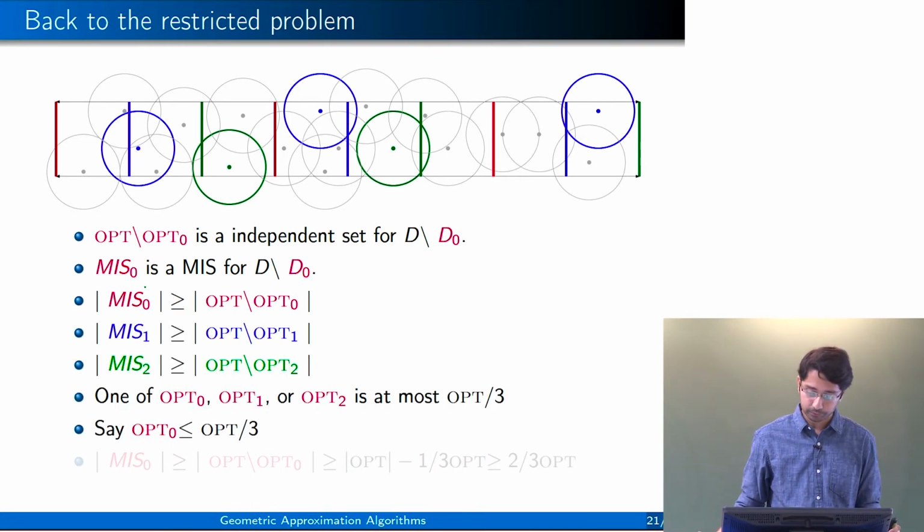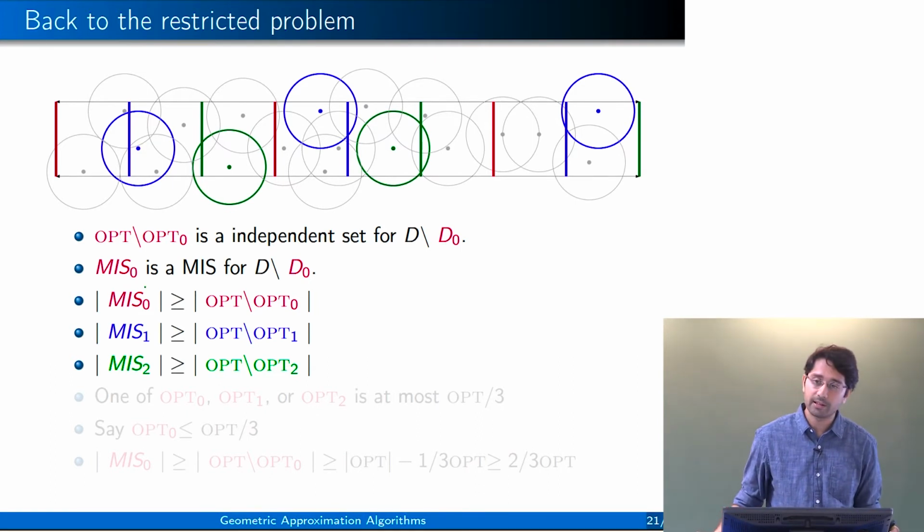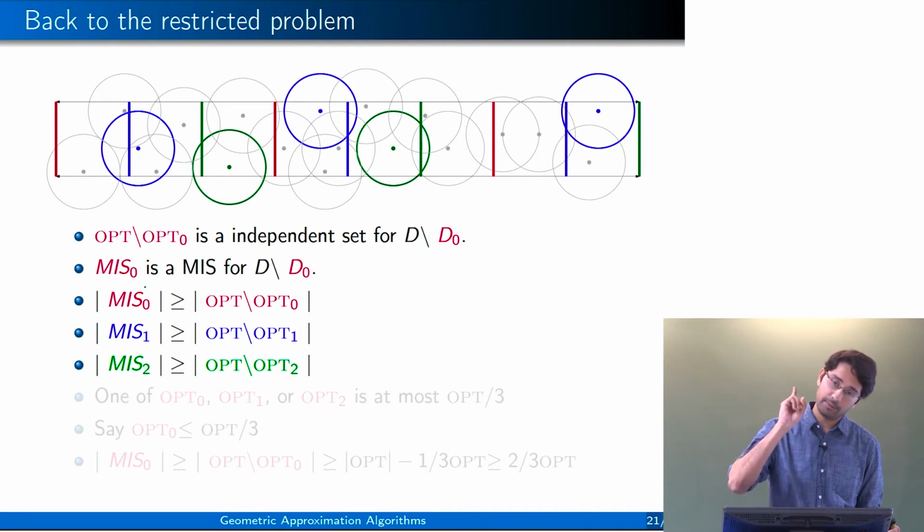Okay. Now some, okay. What is MIS 0? You will tell me. Independent set in D minus D 0. What is opt 0? No, it is an independent set in D minus D 0. Opt is a maximum independent set of the original problem.